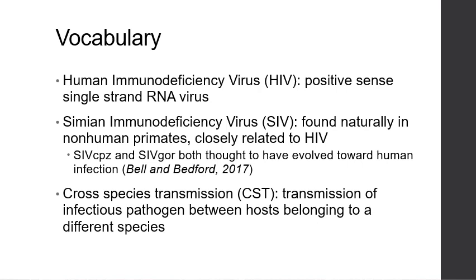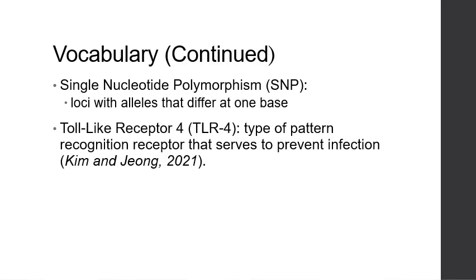Western lowland gorilla. And the jump from non-human primates to humans describes a phenomenon called cross-species transmission, which is the transmission of a pathogen between hosts of a different species. Additionally, we will be discussing single nucleotide polymorphisms, or SNP. This is a loci with alleles that differ at one base, and it's more commonly known to us as point mutations.